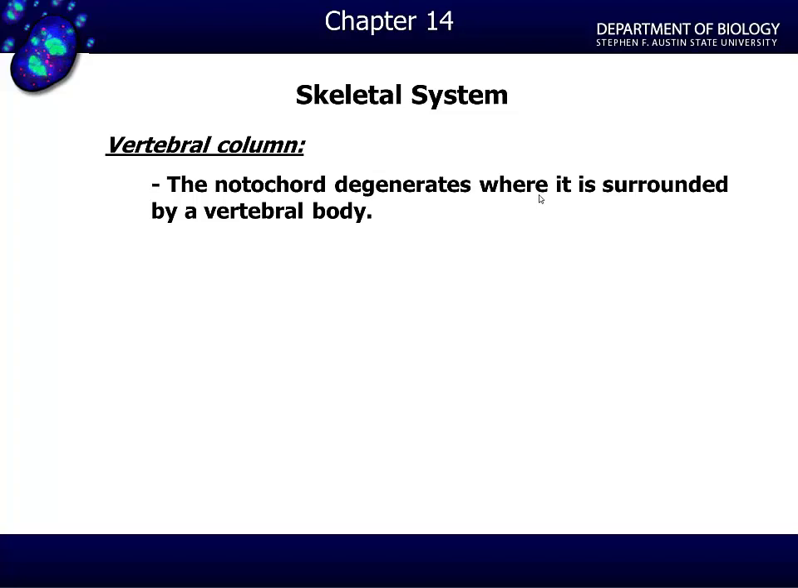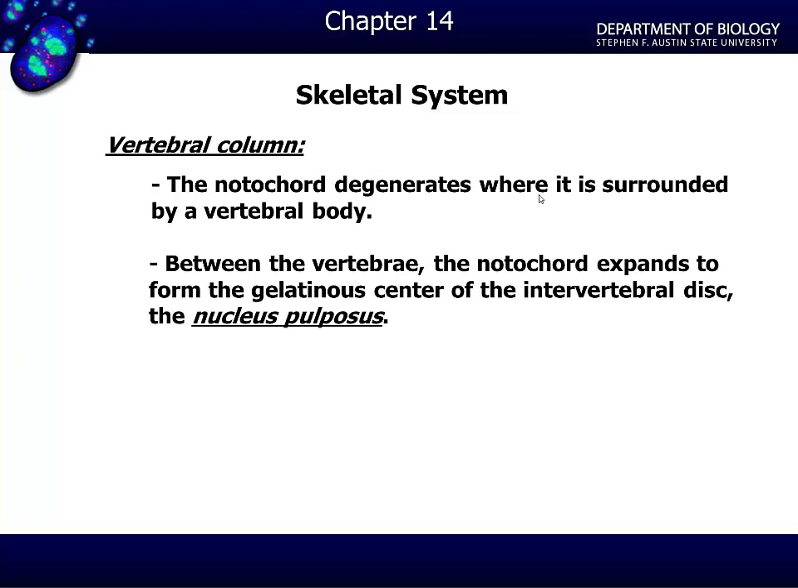Now, we talked very early on about notochord. Notochord is going to degenerate. It's not an adult structure. But what we're going to see is as it degenerates, the only remnant we're going to have is in the central portion of our intervertebral discs. And the notochords are going to become this gelatinous center. It's called the nucleus pulposus.